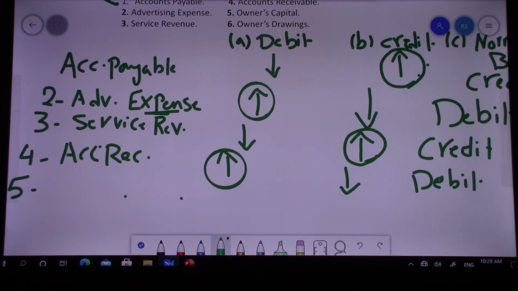Five, owner's capital. Owner's capital is the same as revenues. It increases in the credit side, decreases in the debit side, and the normal balance is here, credit.